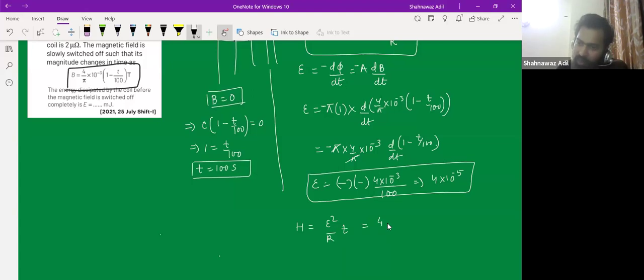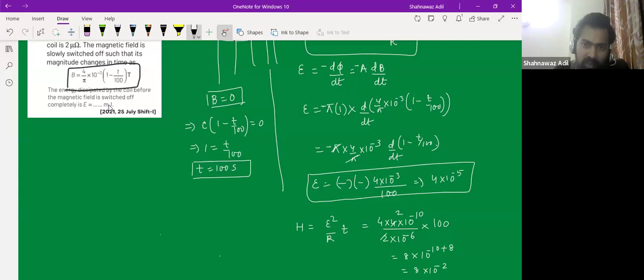So E square is 4 into 10 to the power minus 10, divided by R, which is 2 micro ohms, so 2 into 10 to the power minus 6. And then we have time, which is 100. So how much is this? We have 4, this thing is cancelled. We have 8 and then 10 to the power minus 10. This is minus 6, it goes in the numerator, so this becomes plus 6. 6 plus 2, so that is how much? That is 8. So this is 8 into 10 to the power minus 2.